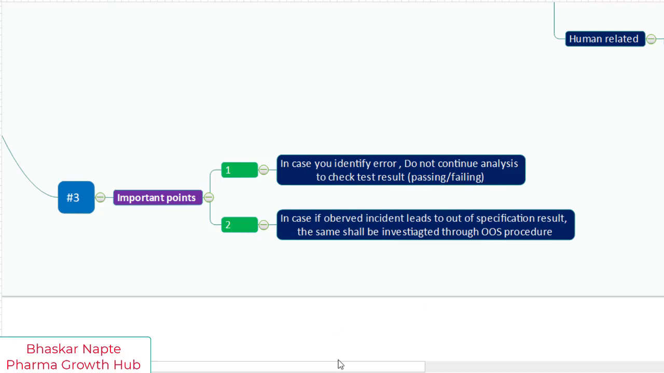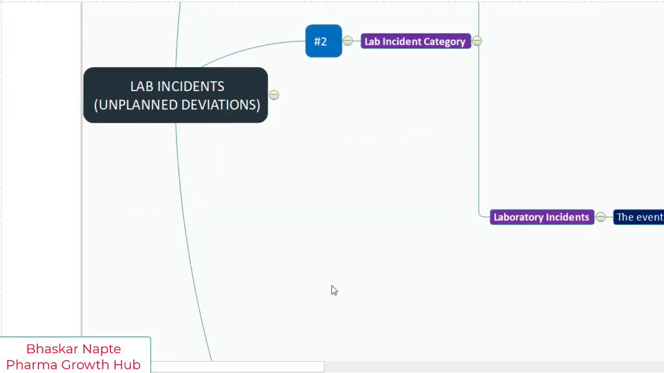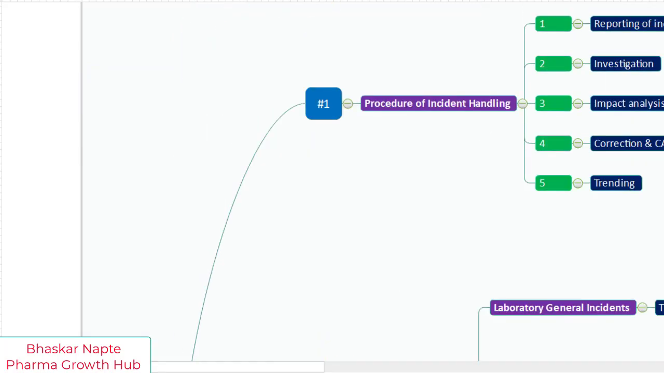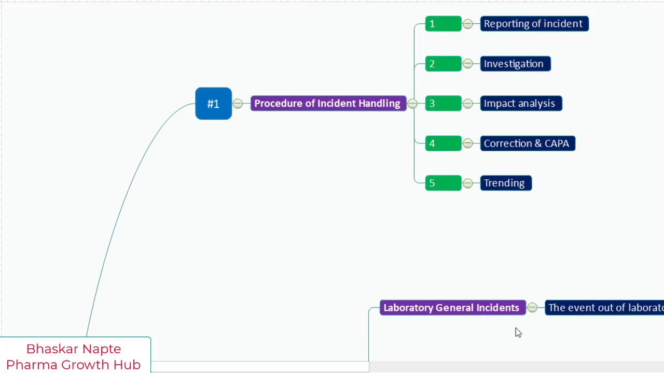I hope now you must have got a fair idea about lab incidents, what precautions you need to take, and what the exact steps are that you need to follow when you encounter an incident.